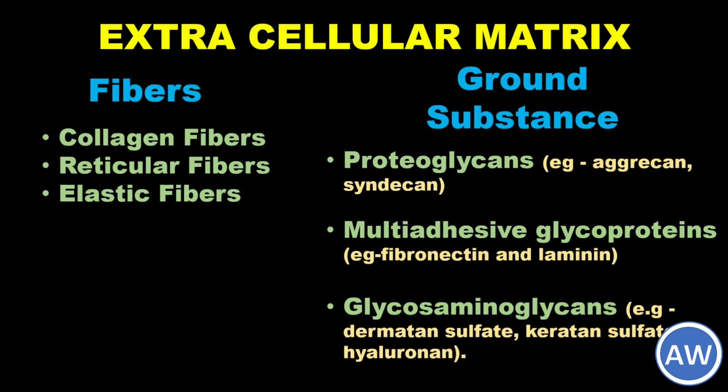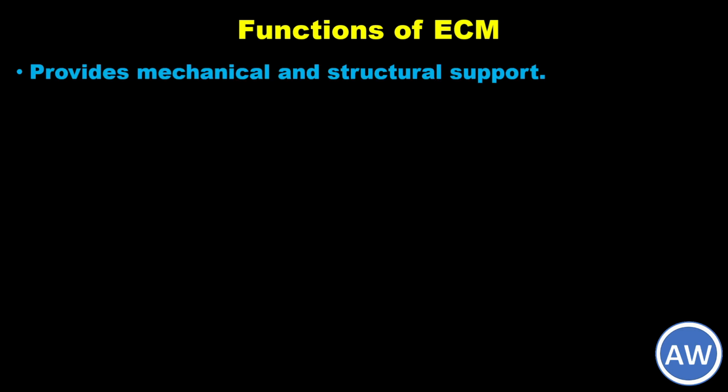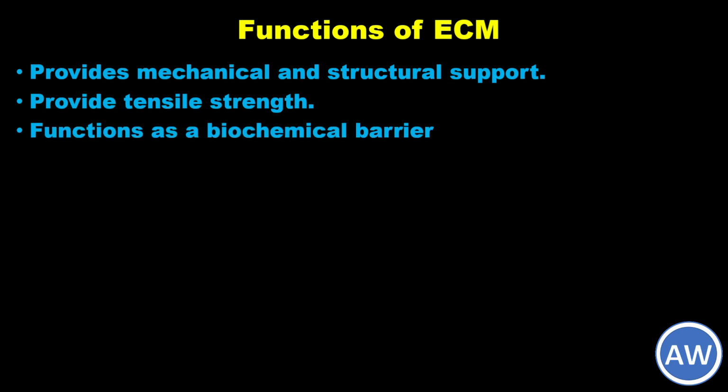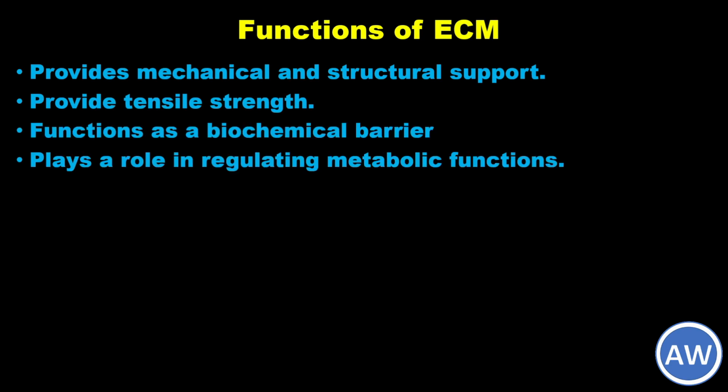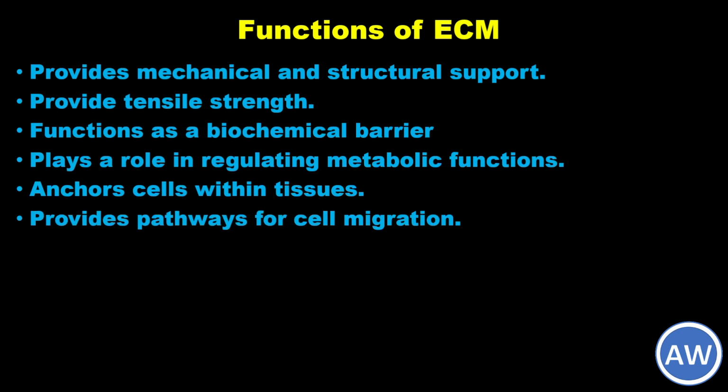Even though we have compared the extracellular matrix with cement, the function of the extracellular matrix is comparatively a little complex. So apart from providing mechanical and structural support to the tissue, the extracellular matrix provides tensile strength to the tissue. It functions as a biochemical barrier and plays an important role in regulating metabolic functions of the cell. It anchors cells within tissues through cell to extracellular matrix adhesion molecules, and provides a pathway for migration during wound repair.